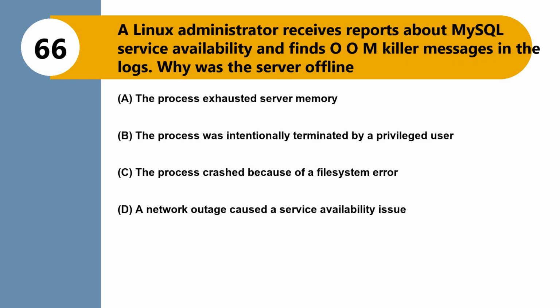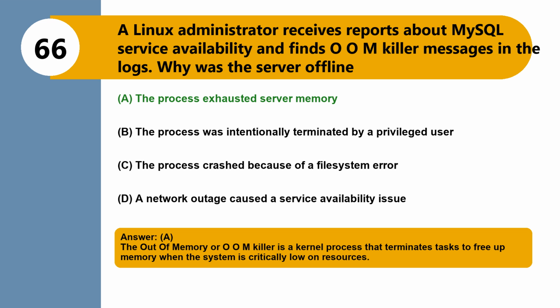Question 66. A Linux administrator receives reports about MySQL service availability and finds OOM killer messages in the logs. Why was the server offline? Option A. The process exhausted server memory. Option B. The process was intentionally terminated by a privileged user. Option C. The process crashed because of a file system error. Option D. A network outage caused a service availability issue. The correct answer is option A. The process exhausted server memory. The out-of-memory or OOM killer is a kernel process that terminates tasks to free up memory when the system is critically low on resources. Question 67.